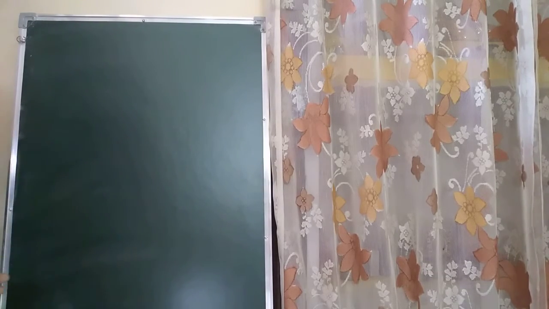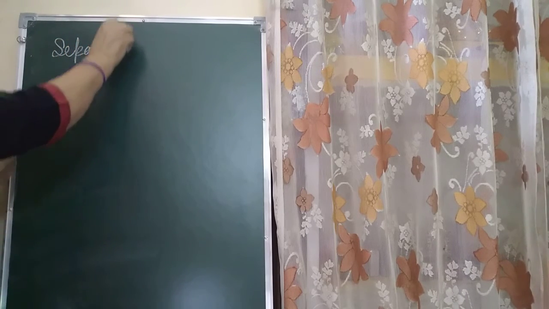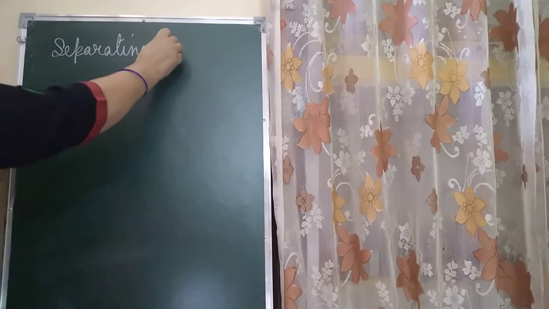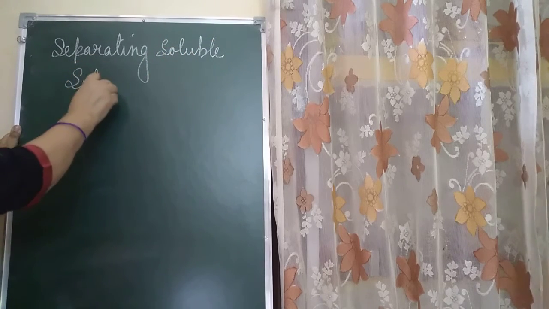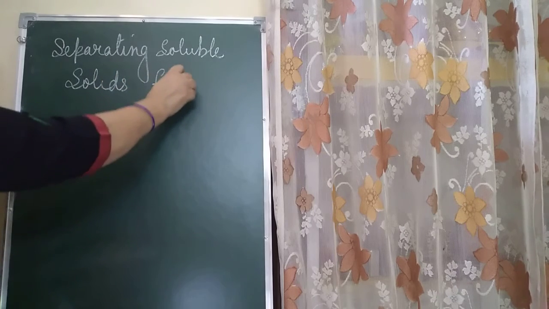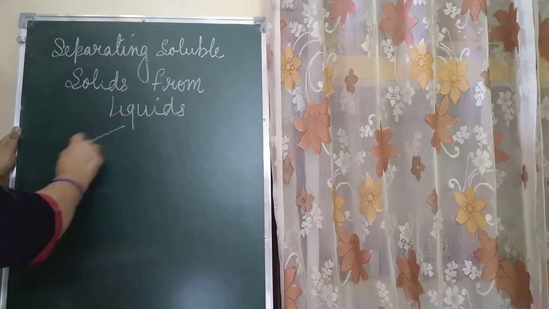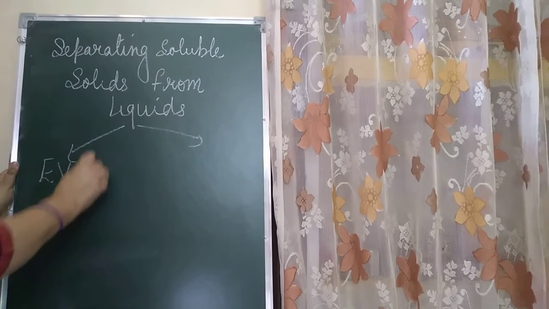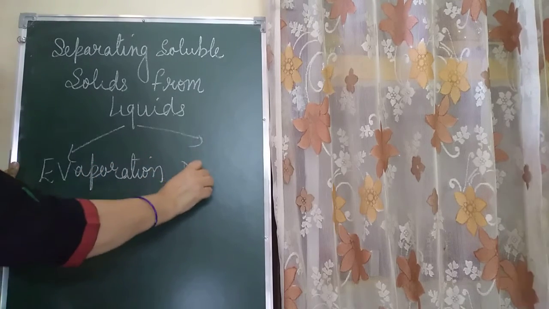Let us discuss the method. What is it, children? Separating soluble solids from liquids. Okay, so what are the methods, children? The two methods are evaporation and distillation.